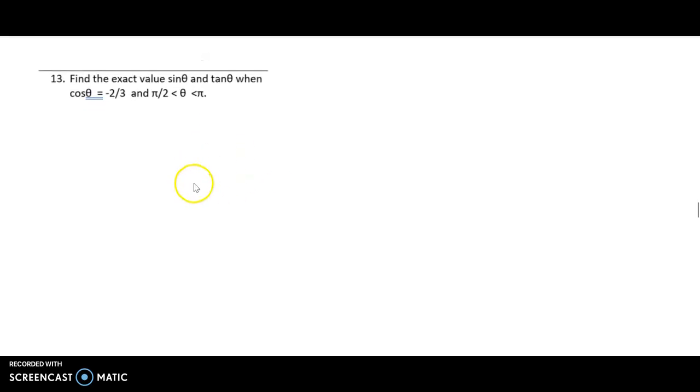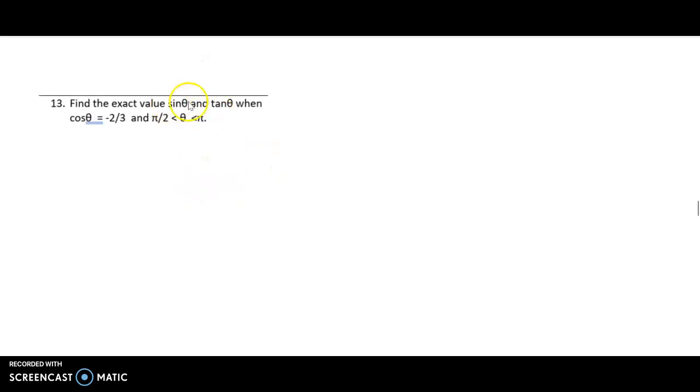Okay, this next one says find the exact value of sine of theta and tan of theta if cosine of theta is negative 2/3. And then they also tell us that the angle is between pi over 2 and pi. So there's a couple of different ways that we can start this.